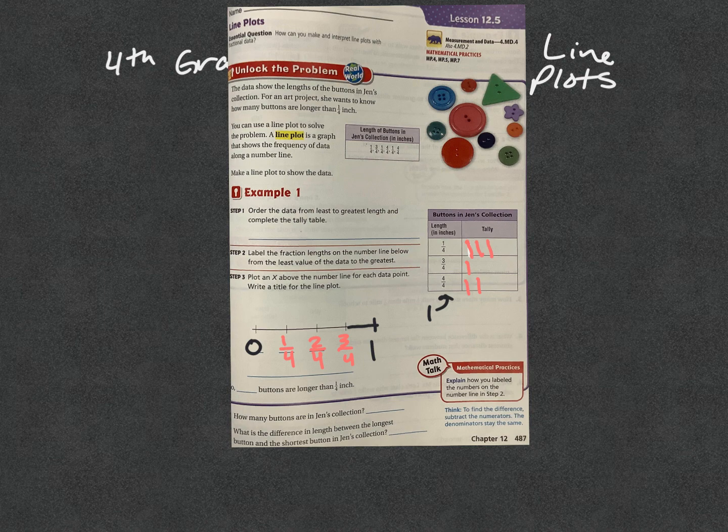Now we will put plots on each of the numbers to replace the tallies. For 1/4, we have 1, 2, 3 plots. For 3/4, we have 1. And for 4/4 or 1 whole, we have 2. I guess those colors aren't the best choice of colors, are they? Okay, we'll go black there.